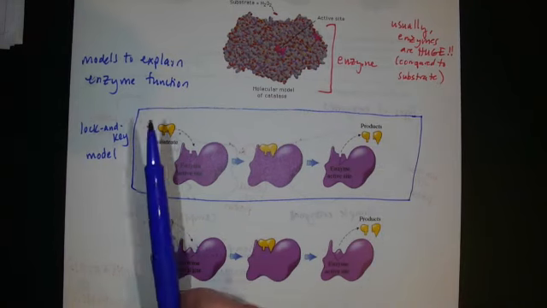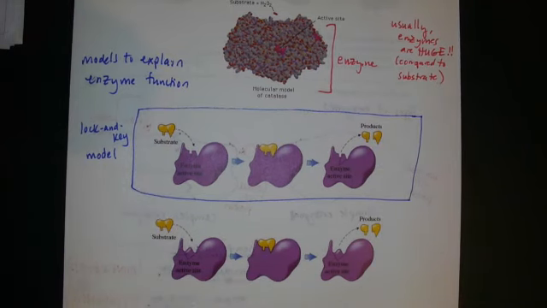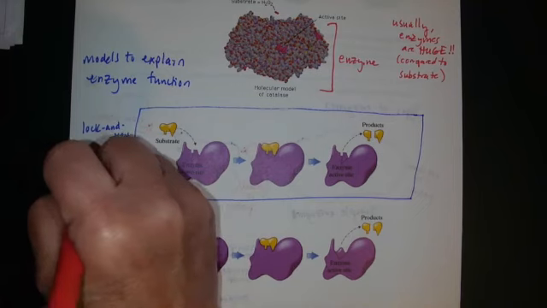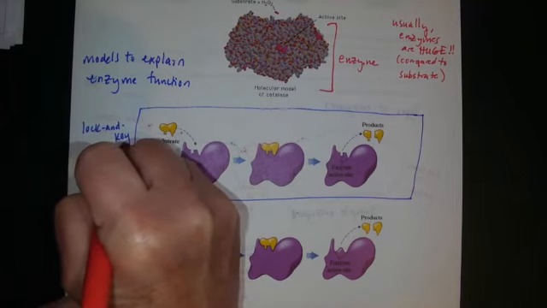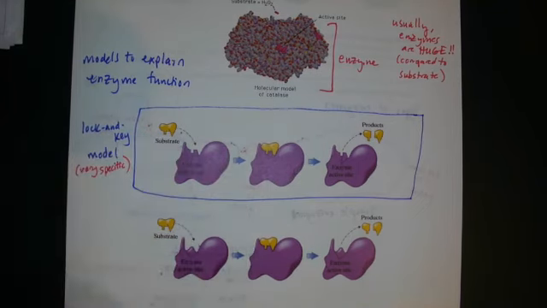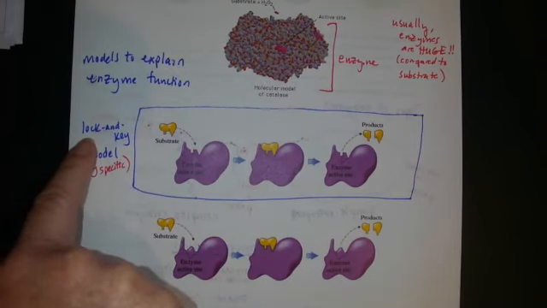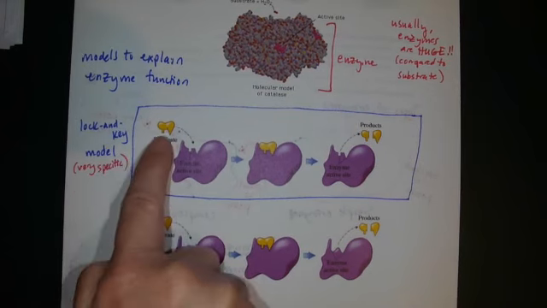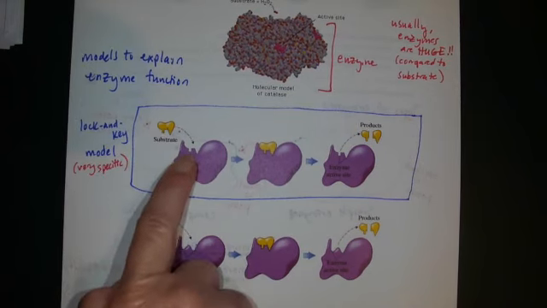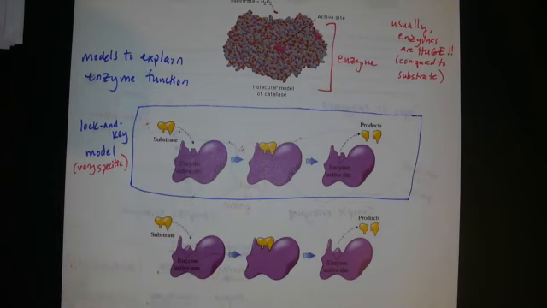So lock and key, I'd like you to notice, is very specific. That's probably the hallmark of that model. It's very much like a lock, say the lock to your apartment door, and a key. If I were to shave off the rectangular part of that molecule, it wouldn't make a perfect fit here, and therefore it would not work. So this is very specific.